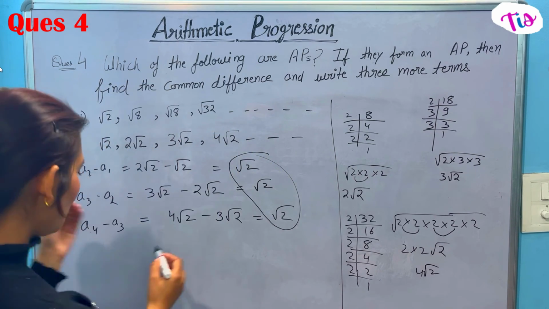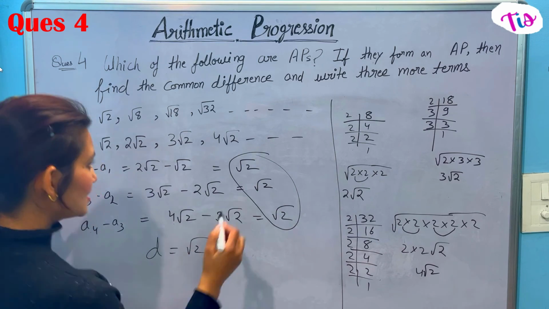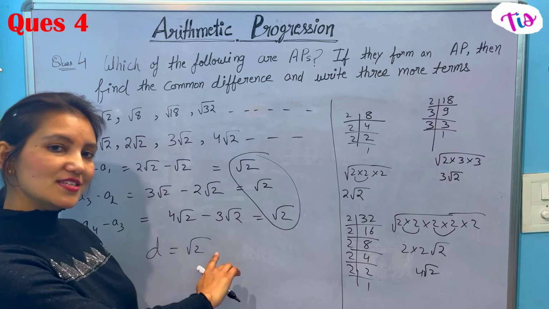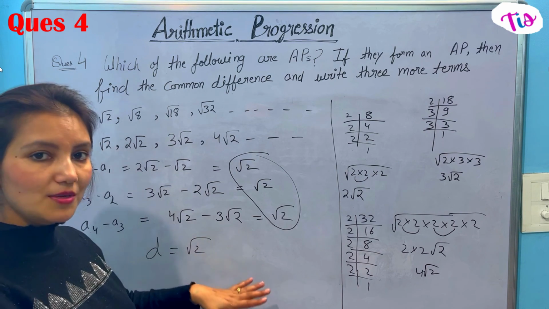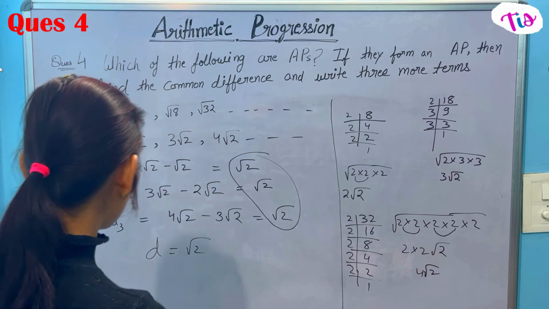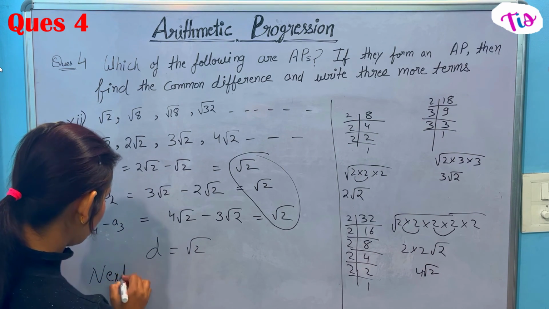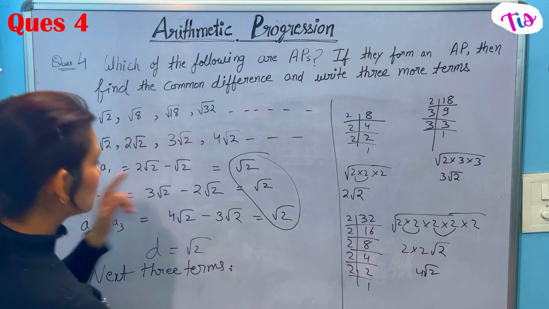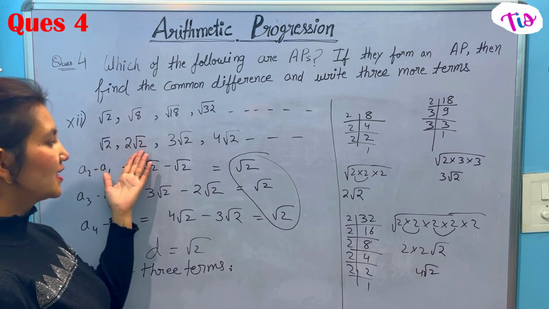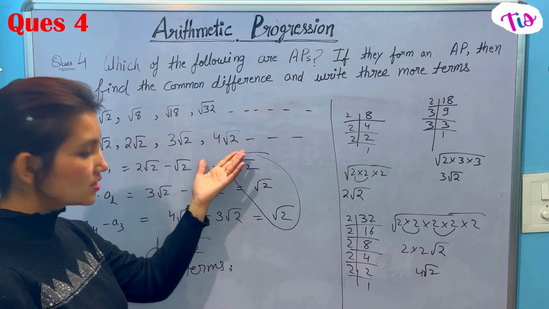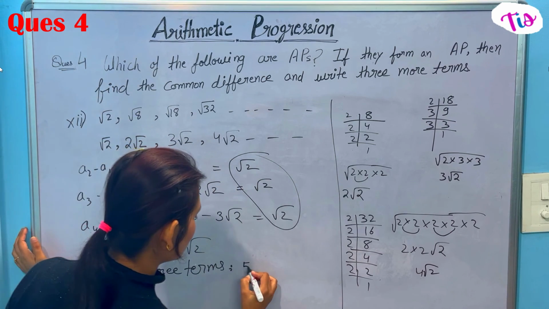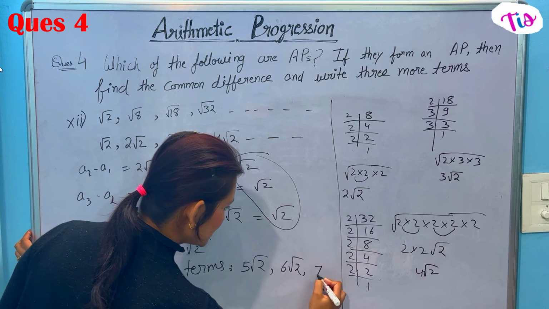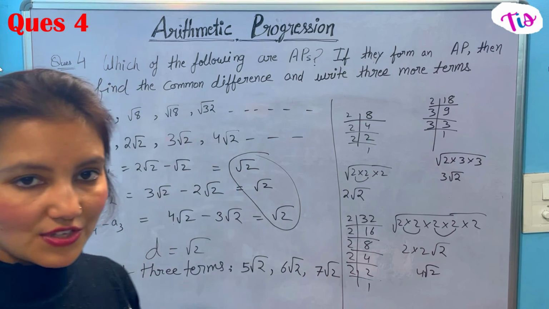That is root 2, and the common difference is root 2. So it means this sequence forms an AP, and the common difference is root 2. So we can easily find out the next 3 terms of this AP. What are the next 3 terms? The terms are, first root 2, second 2 root 2, third 3 root 2, fourth 4 root 2, fifth will be 5 root 2, next term would be 6 root 2, and the next term would be 7 root 2. So these are the next 3 terms of this AP.